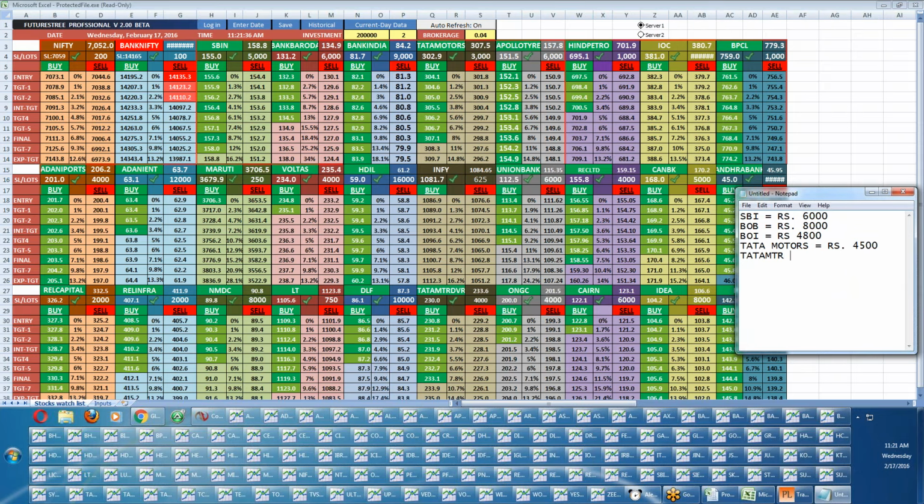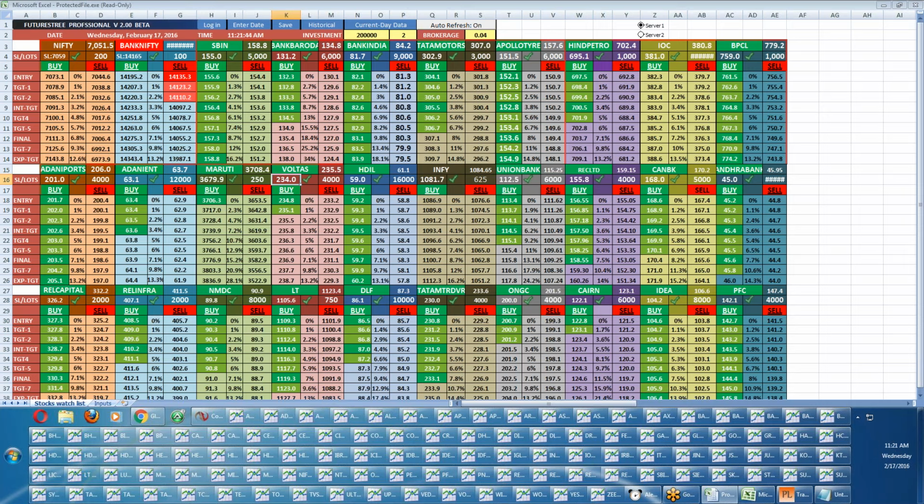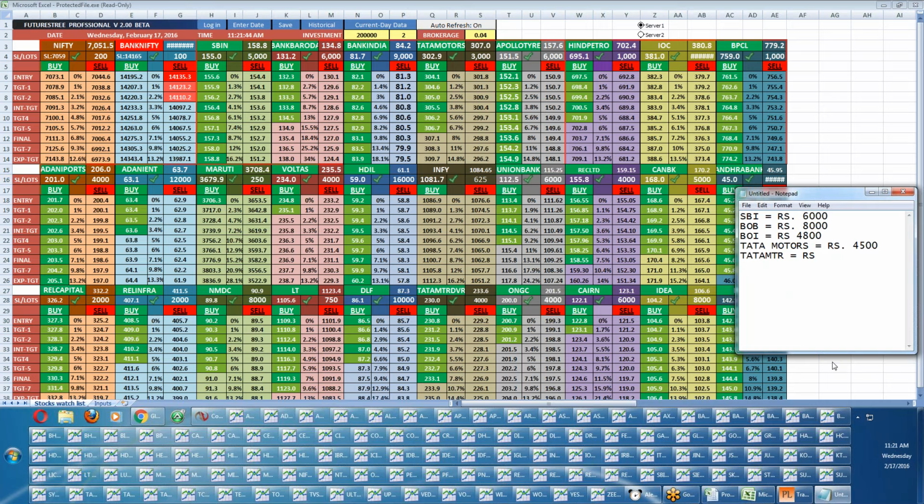Tata Motors DVR, our entry was, you can see that here, 230.80, and now the current rate is 233.30. So that's around 2.5 rupees into 2100 is the lot size. So around 5200 rupees.